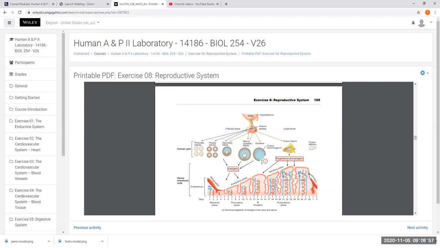But look what happens at ovulation. This follicle ruptures open, and this happens at the surface of the ovary, by the way, and expels the egg out. We call that ovulation. Once that happens, this ruptured follicle becomes what's called the corpus hemorrhagicum. The cells of the corpus hemorrhagicum grow and get bigger, and this heals up, and this structure becomes the corpus luteum.